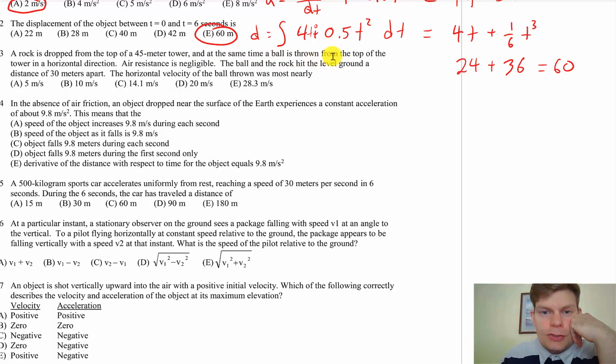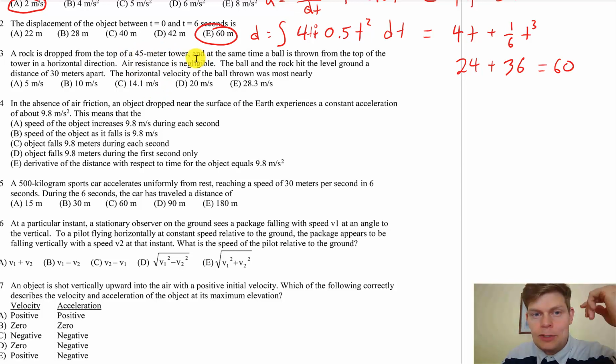All right, we got this rock is dropped from the top of a 45-meter tower, and at the same time a ball is thrown from the top of the tower in a horizontal direction. Air resistance is negligible. The ball and the rock hit level ground a distance 30 meters apart. We want to know the horizontal velocity of the ball. So basically, we want to take distance and divide it by time. Because the rock would have fallen straight down and the ball would have kept going, we've got to figure out the time. So we're going to use the height of the tower to figure out the time.